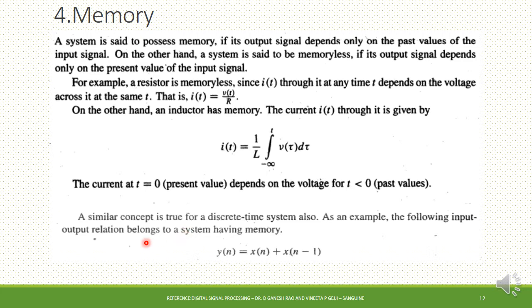Now we move to another point: a similar concept is true for discrete time systems also. An example of an input-output relation belonging to a system having memory is y of n equal to x of n plus x of n minus n.